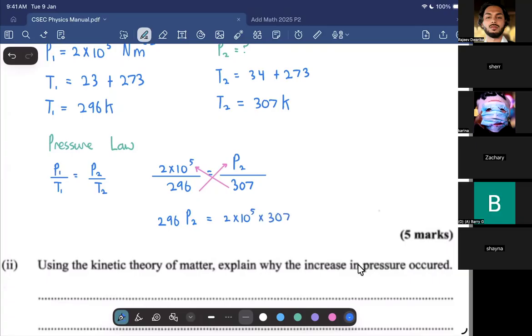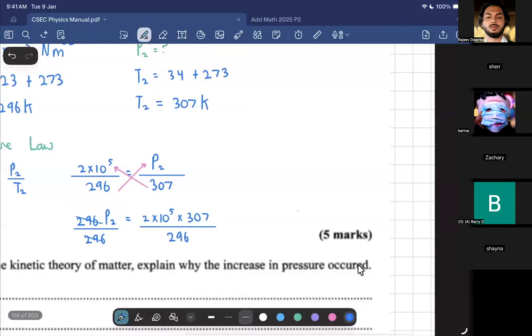Nice. And for me to find my final answer, what would I need to do on both sides? Keep in mind, I want to find P2. Right, divide by 296 on both sides to get P2 by itself. Correct, because right now P2 is being multiplied by 296, so you have to cancel that off.